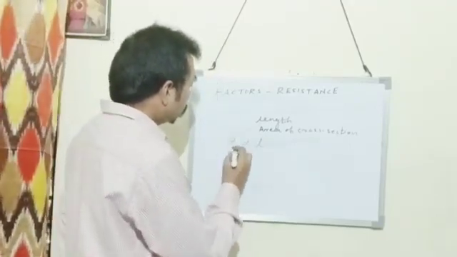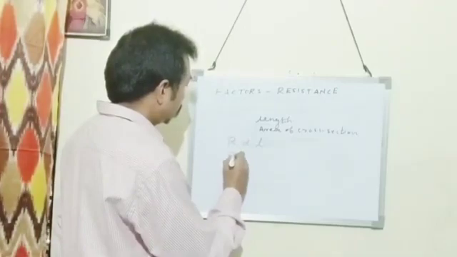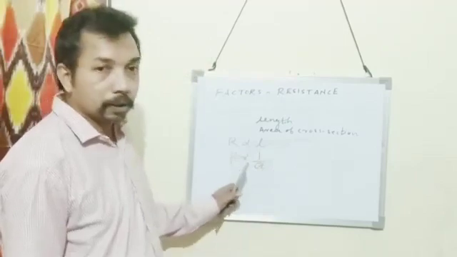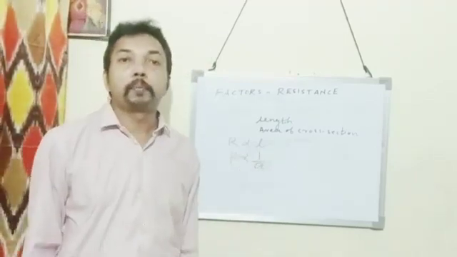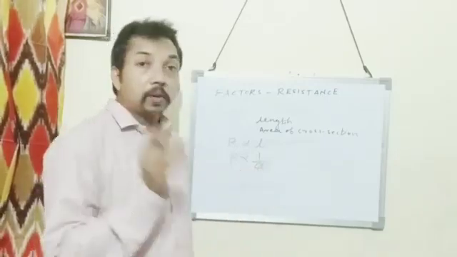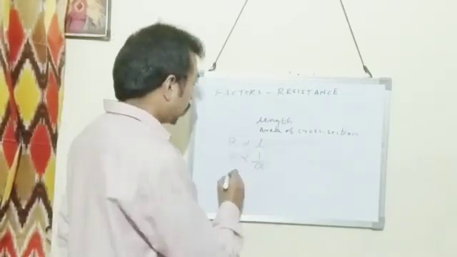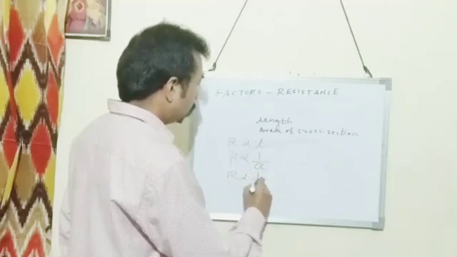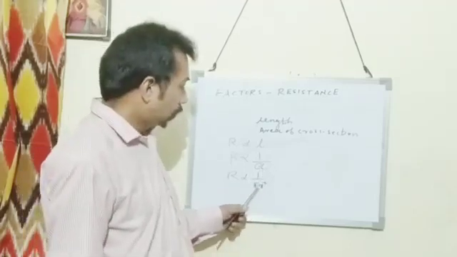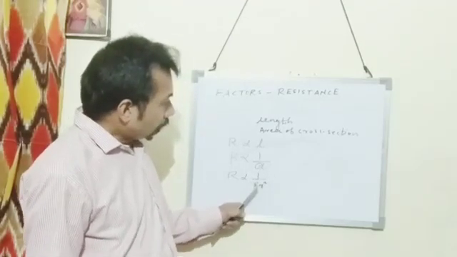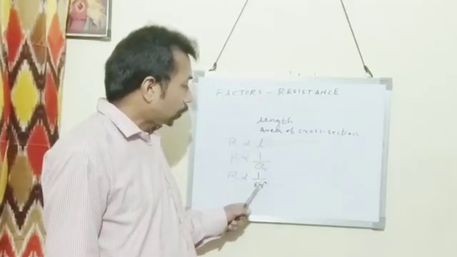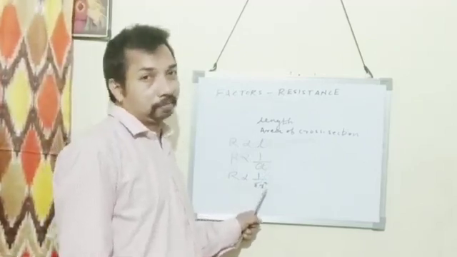Then resistance is inversely proportional to the area of cross section. So this is the area of cross section of a wire. If the area of cross section is not mentioned, but the radius is given, then we calculate the area of cross section by the formula pi r square.